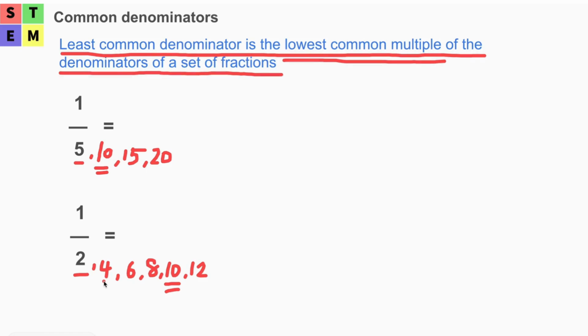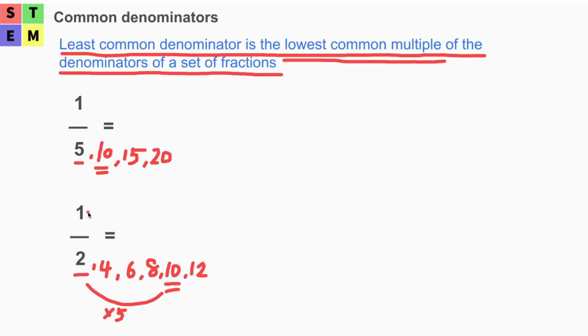We cannot find 4, 6, or 8 above. So the least common denominator is 10 in this case. To get it, we have 2 times 5.